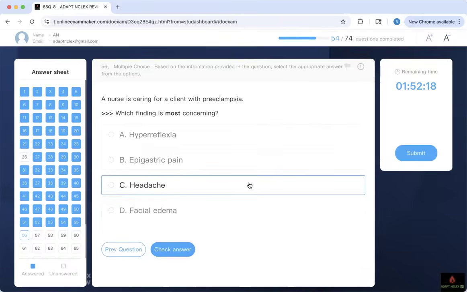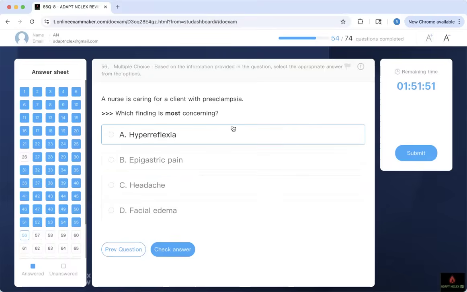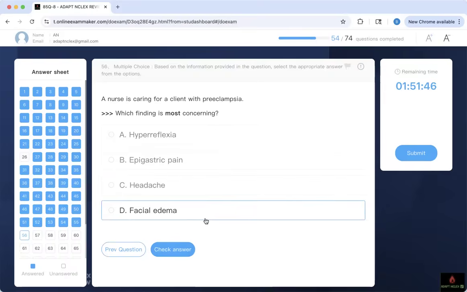And a nurse is caring for a client with preeclampsia. Which finding is most concerning? Hyperreflexia, epigastric pain, headache, and facial edema. I love this question because it's easy to trap you. You pick your answer? Which one do you pick? Short answer, not the long one. You don't need a long one. Short, straightforward. What do you think? Preeclampsia. Which one did you pick? Did you pick hyperreflexia, epigastric pain, headache, facial edema?